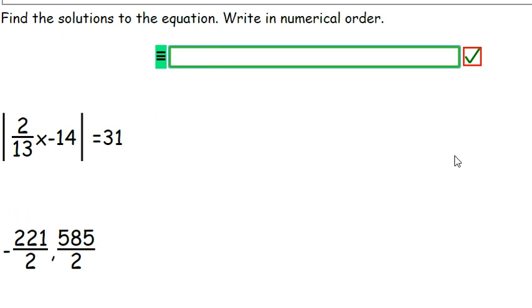I guess we can come up here since we've got a minute or two left. We're not going to need a minute or two. And make sure that this checkbox is working properly. 585 over 2.